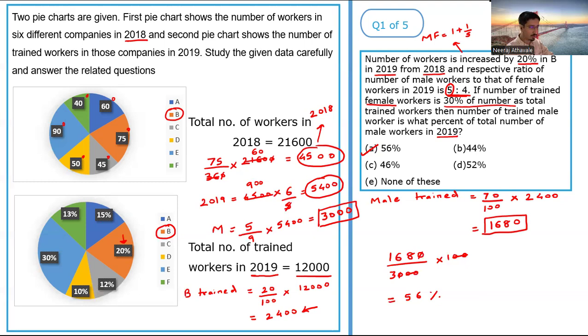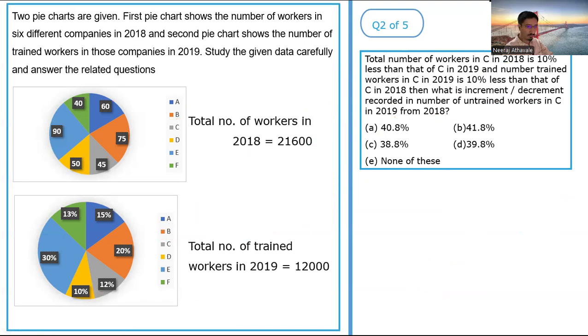Let's see the next question on this. So we have here: the total number of workers in C in 2018 is 10% less than that of C in 2019, and the number of trained workers in C in 2019 is 10% less than that of C in 2018. Then what is the increment or decrement recorded in the number of untrained workers in C in 2019 from 2018?